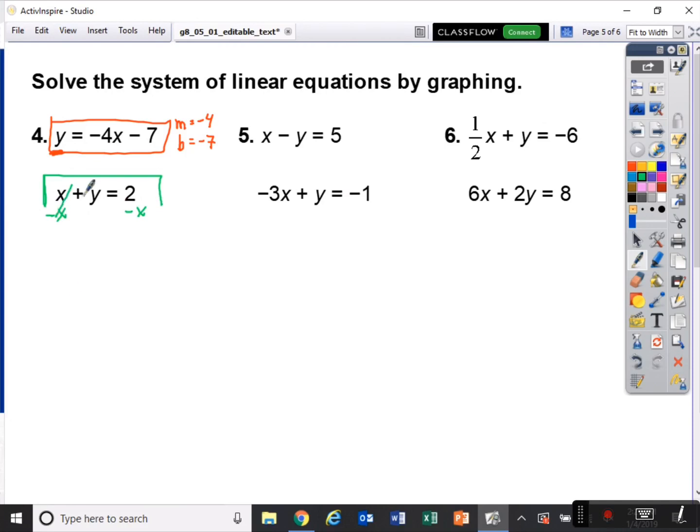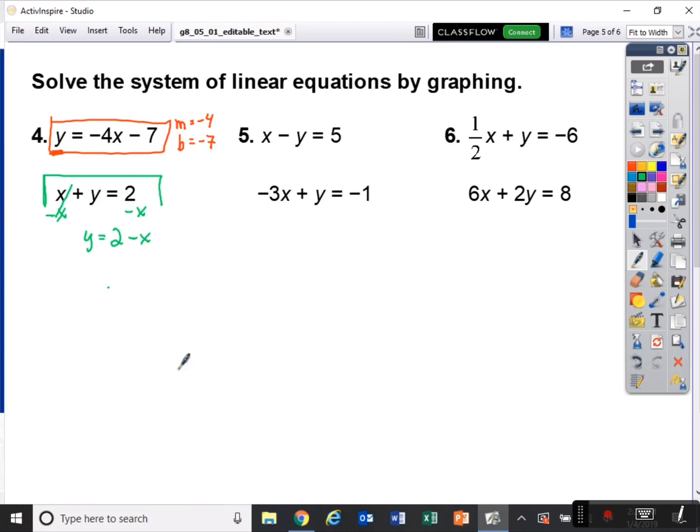All right, so this plus is just basically saying that the y is positive. Now, 2 minus x, apples and oranges. You cannot subtract an x from a 2. You can multiply them, but you can't subtract them. You can't add them. So 2 minus x is 2 minus x.